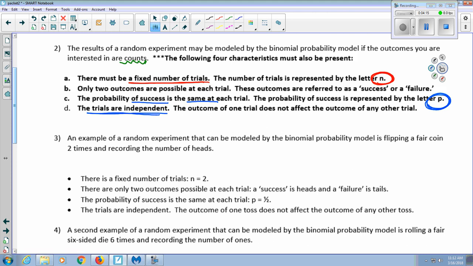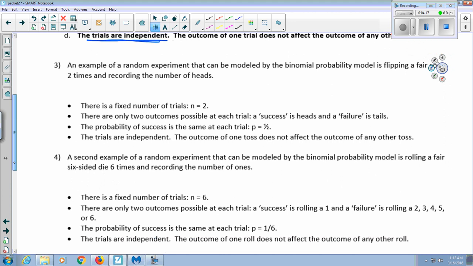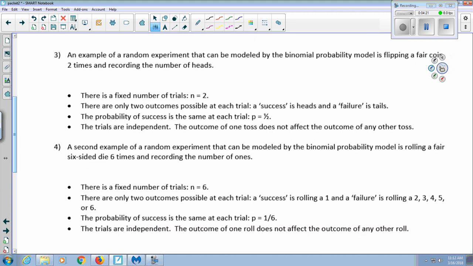I've been using the coin example, and that is our first example here, but we'll go through it quickly again. An example of a random experiment that can be modeled by the binomial probability is flipping a fair coin 2 times and recording the number of heads. If we wanted to assess whether we can use the binomial model, we'd go through the 4 characteristics. Is there a fixed number of trials? Yes, it was given to us that we were flipping it 2 times. So there's 2 trials. Are there only 2 outcomes? Yes, this is a coin, so we have either heads or tails.